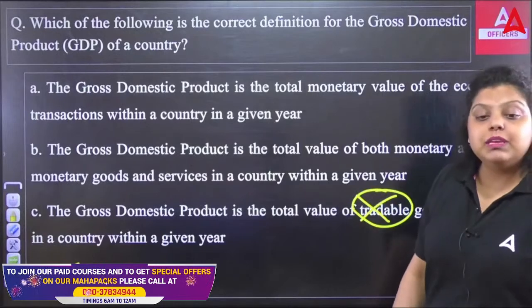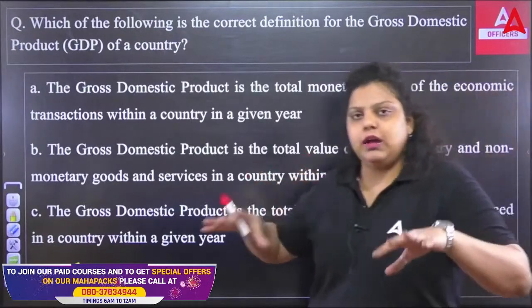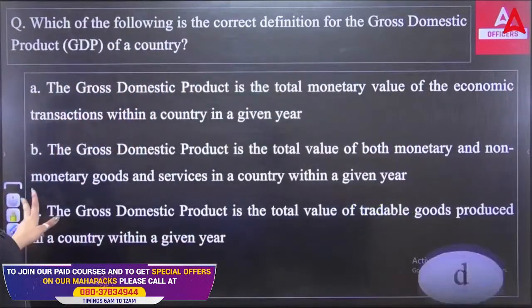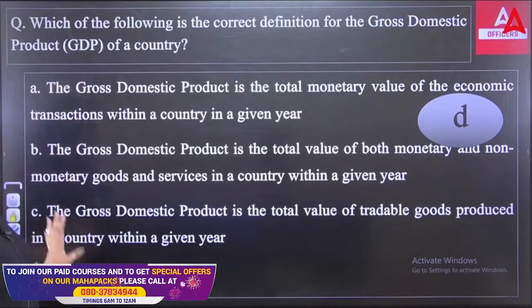No. Tradable means you are able to do export, import and all. No, it's not mandatory. Whatever production you have done, the whole value of that production will be counted in the geographical boundary. That's GDP. So the right answer will be D option. None of the above is the definition of GDP.